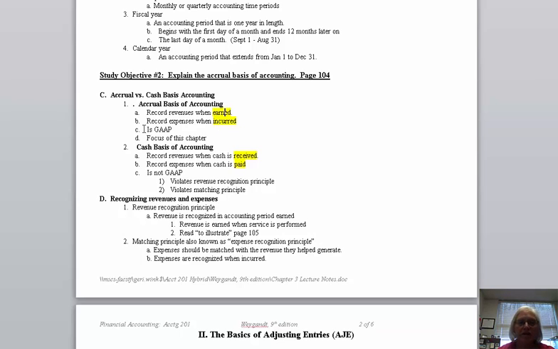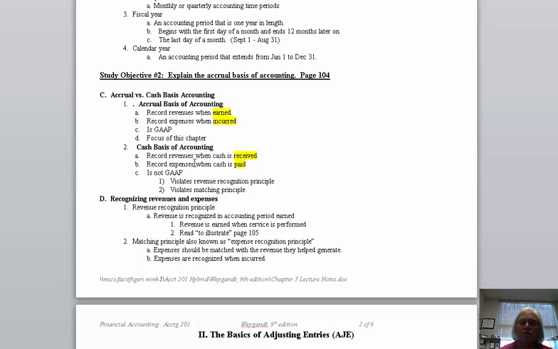Accrual basis of accounting is generally accepted accounting principles. It's the focus of what we're going to do. But you need to understand the difference between accrual basis and cash basis of accounting. For the cash basis of accounting, we're going to record revenues when cash is received, and we record the expenses when cash is paid. Just because we receive the money does not mean that we have actually earned the money yet. And just because we paid a bill does not mean that we've incurred the bill yet.